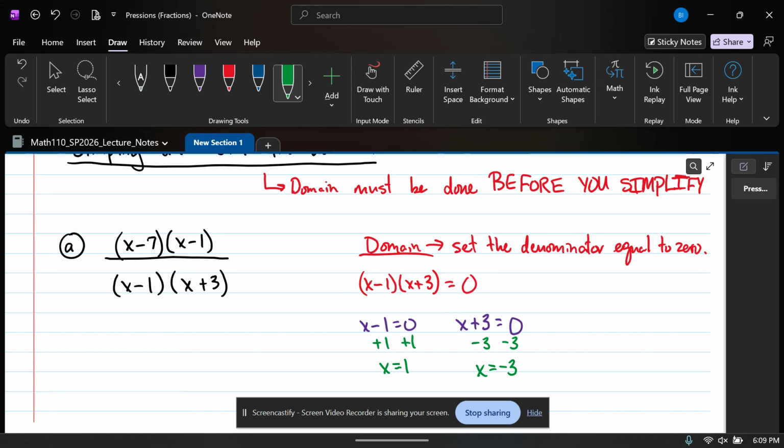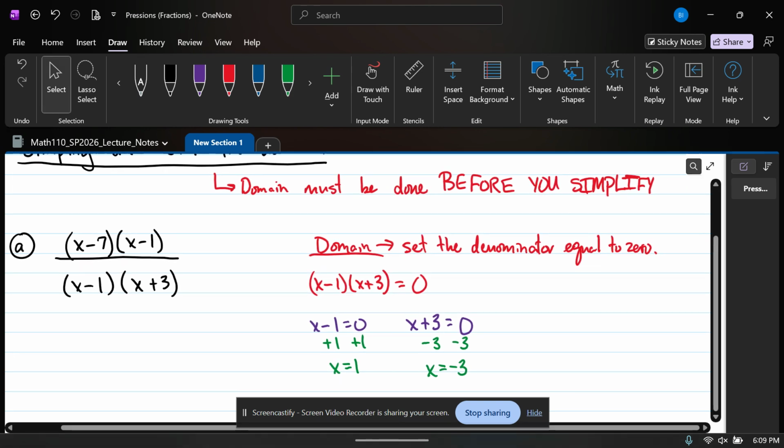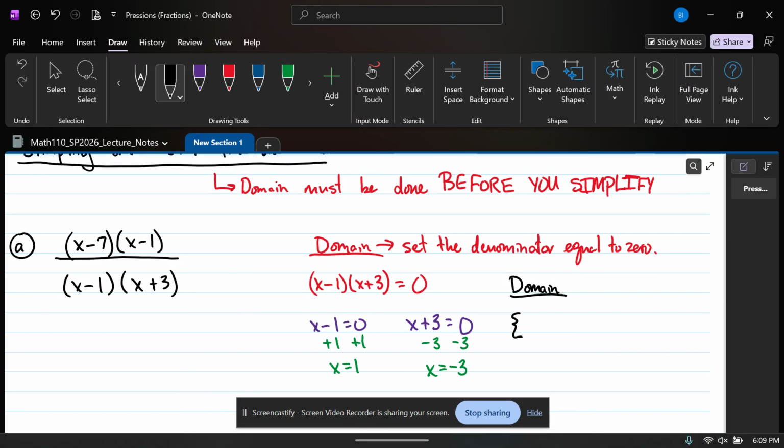Okay, so the domain for this, so this is where we're writing out the actual domain. In set notation, all x's, as long as x does not equal negative 3 or positive 1. Little curly braces around that. That is what's called set notation. Set notation. That's the one with the curly braces and the x's and all that in there.